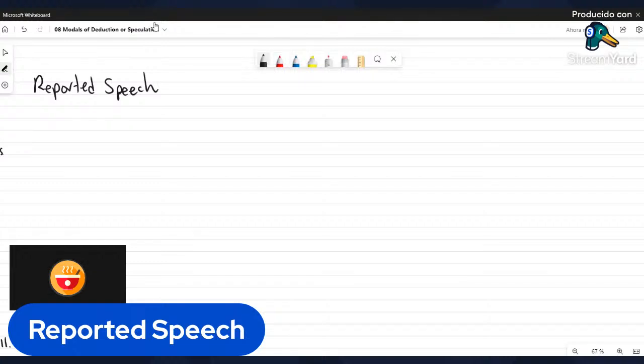Remember that when we are learning English, it's really important for us to learn the structure, since we need to fix or insert the words in the right order. That's what grammar is. So reported speech. What is reported speech? In the first place, we need to think about when a person tells you something and another person is asking you what the person said.